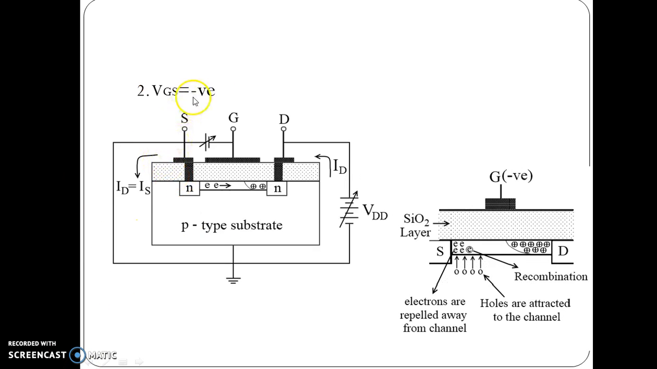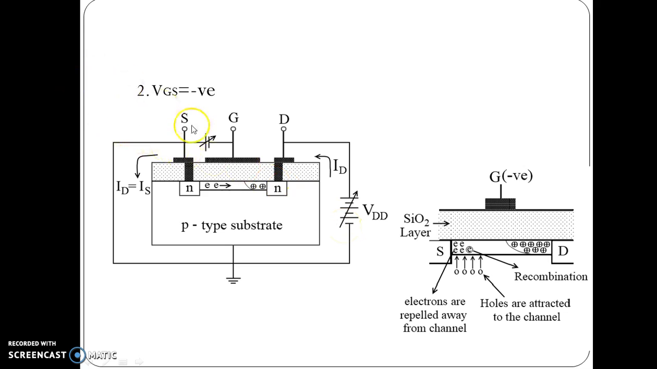Next, when VGS is some negative voltage. So when we apply the negative terminal of the battery to the gate terminal and the positive terminal to the source terminal, here we are going to apply VGS as a negative voltage, and then the source terminal and substrate terminal are grounded here. As usual, at the drain terminal we will provide the positive VDD.